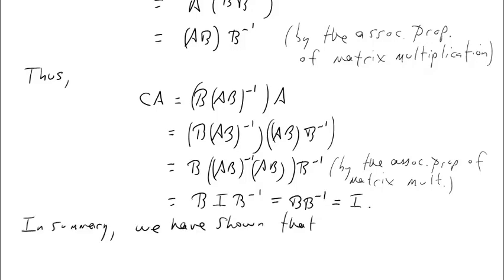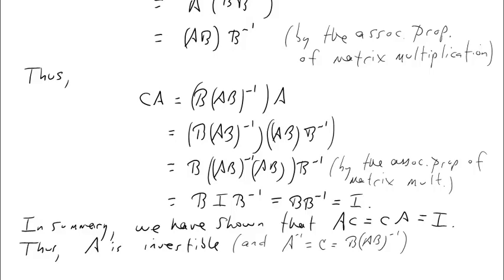So in summary, we have shown that A times C equals C times A equals the identity matrix. This is precisely what it means for A to be invertible. In fact, in the process of this argument, we even derived an explicit formula for A inverse involving matrices that were assumed to exist in the statement of the theorem. We have thus completed what we set out to prove, in other words, QED.